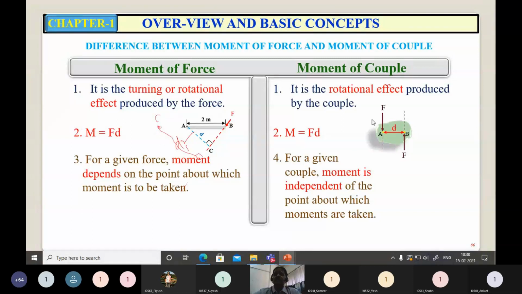While taking the resultant moment of these two forces about different points, we found that the moment of the couple remains constant. It is independent of the point about which it is taken. Whether you take moment about A, B, C, or D, anywhere in the plane, the moment of the couple remains constant. So the basic difference is this only. Moment of a force depends on the point about which the moment is taken, whereas the moment of a couple is independent of the point about which the moments are taken.